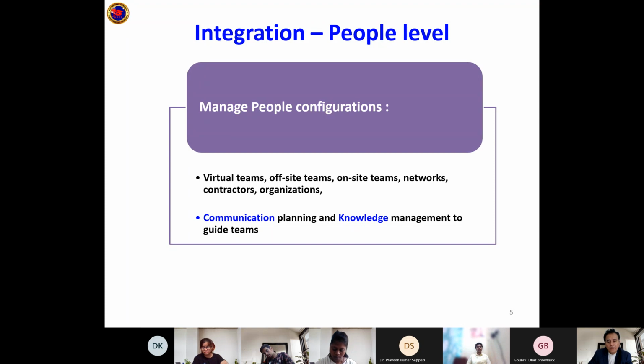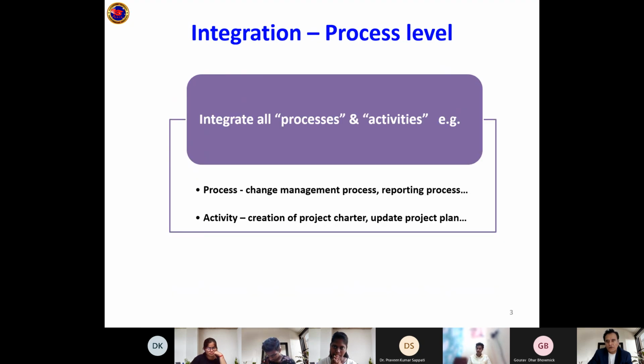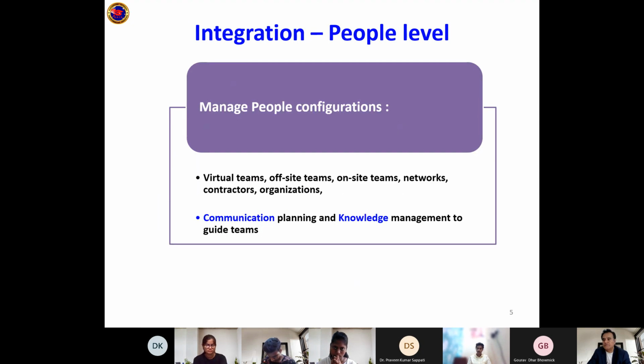Why is it? Because you may be the only person who is a qualified project manager. I've seen major global teams, they are very good in their respective work, but they're not project management experts. So therefore, you as a manager or the leader of the team will bring in those knowledge areas. So now we have seen which are your roles as an integrator with the sponsor and with the team: process level, practice level, and people level.